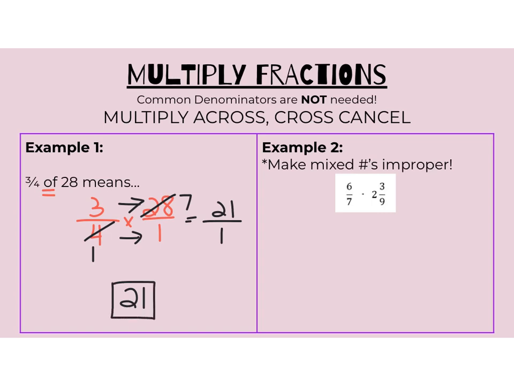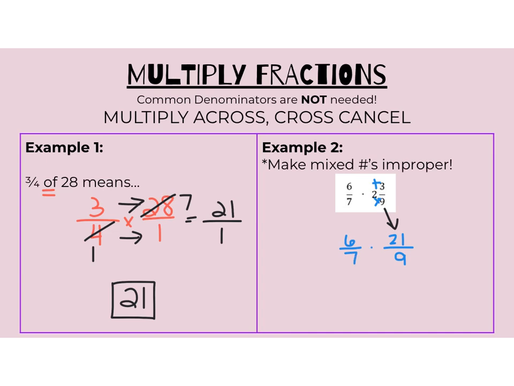Example 2. Now we have a proper fraction times a mixed number. What we need to always do when multiplying is make our mixed numbers improper. And the way we do that is we multiply and add. 9 times 2 is 18, plus 3 gives us 21 over 9. So now we have 6/7 times 21 over 9.